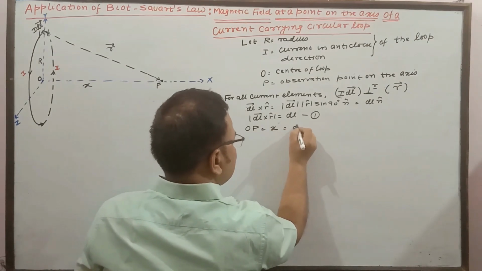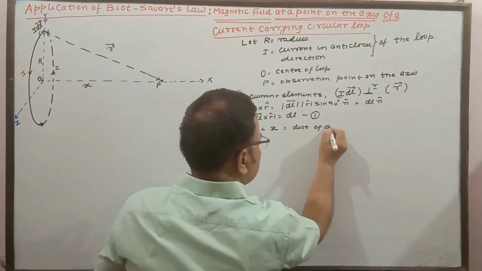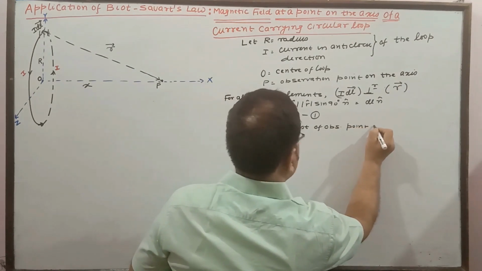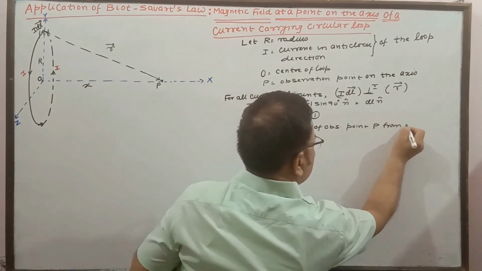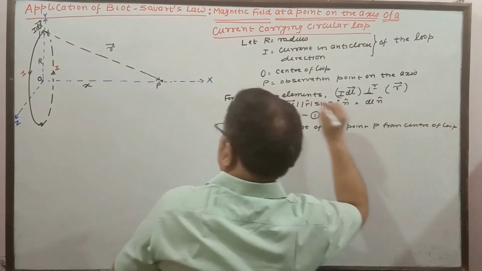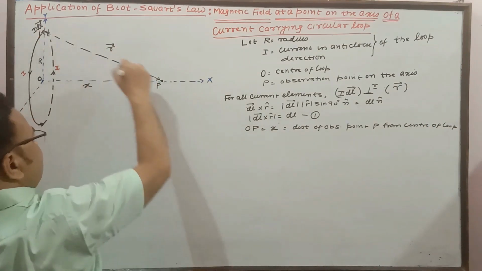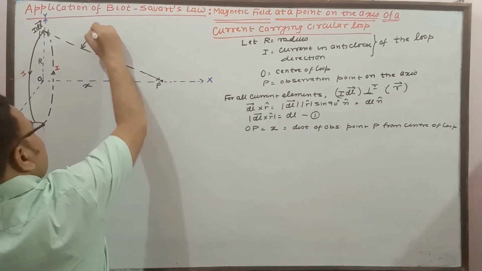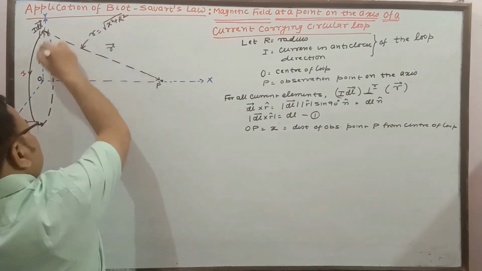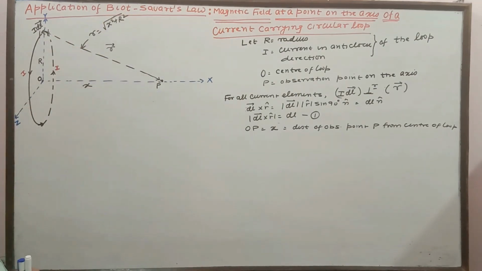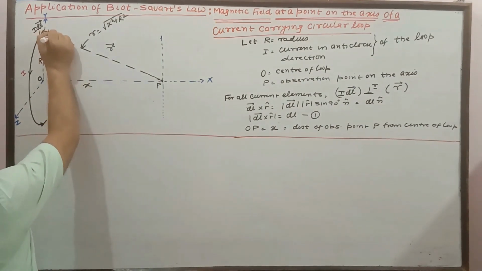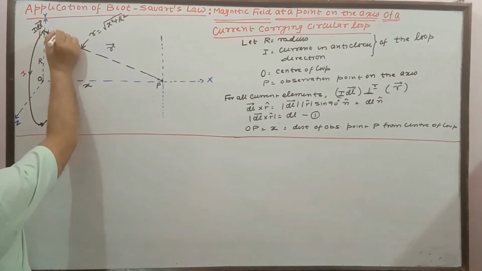That is the distance of the observation point P from the center of the loop. Then we can find the magnitude of r, which is equal to the square root of x squared plus R squared. Here R is the radius of this current carrying loop. This is the direction of r, so the unit vector is in this direction, r cap.